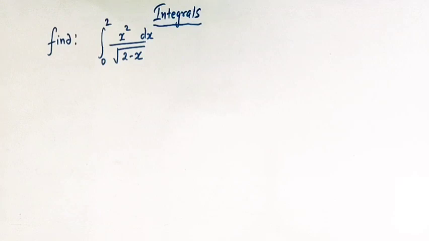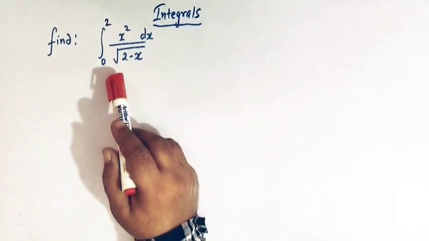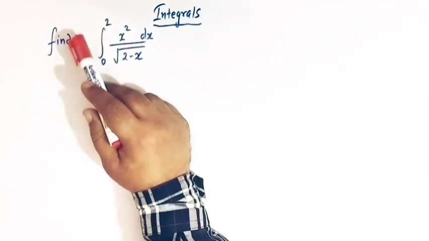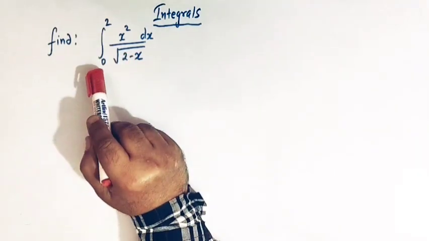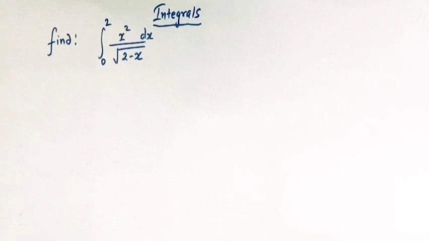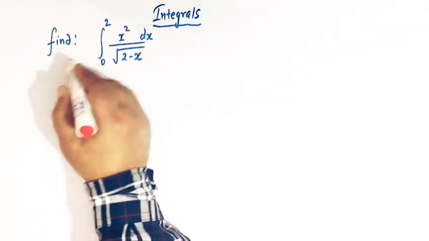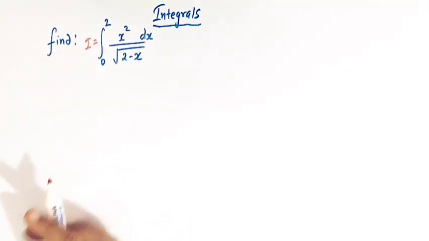Hello viewers, in today's class we are going to discuss yet another important and conceptual problem from integrals, right? And in this class we are going to discuss this integral, right? So here we have to evaluate this integral from 0 to 2, and our integrand is x square over square root of 2 minus x, right? So here again, we'll make use of the concept of beta gamma function, right? So let us start and let us take this integral as I, right?